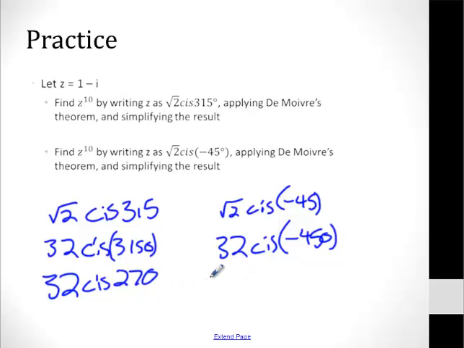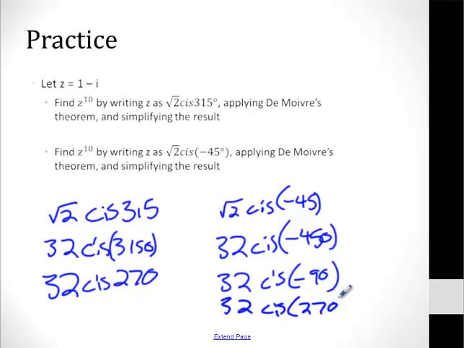Over here, 32 cis negative 450 only goes around the circle once. So it goes around the circle once. Taking away 360 from this, I get negative 90. Now negative 90 is at the same angle as 270.